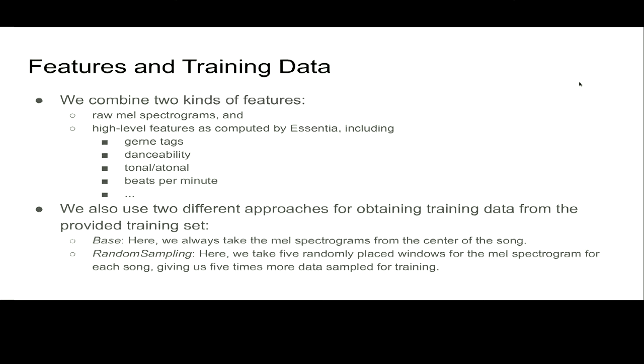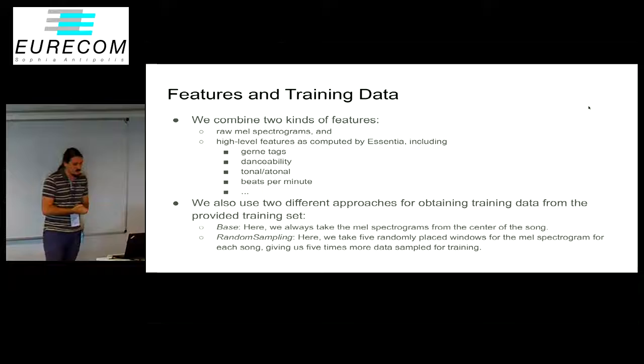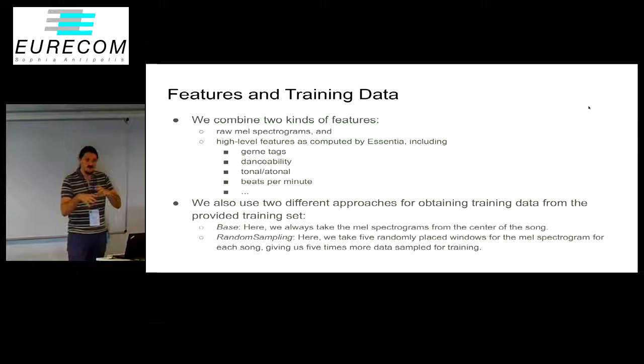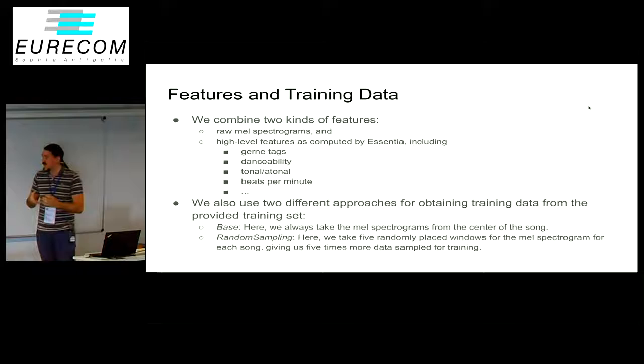As I already mentioned, we combine two different kinds of features. One is the low-level features, for which we just use the raw MEL spectrograms as provided by the organizers. For the high-level features, we took the essentia features that the organizers provided, and we hand-selected a set of 22 of those that sounded like they could help with the task of emotion and theme recognition. That includes things like genre tags, danceability score, whether the song is tonal or atonal, beats per minute, and so on.